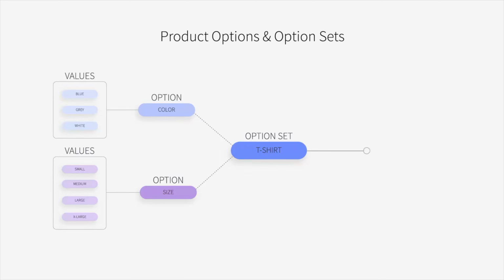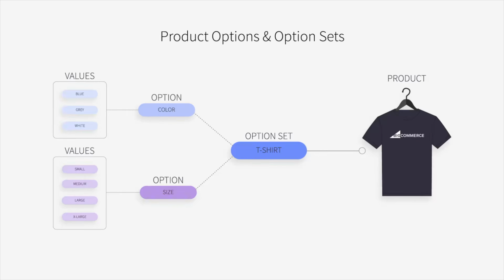At first, everything feels simple. You add a product, price, and a photo, but then you realize the product comes in different sizes, colors, materials, or maybe you want to offer add-ons or customization. And that's where things start to feel a bit messy.